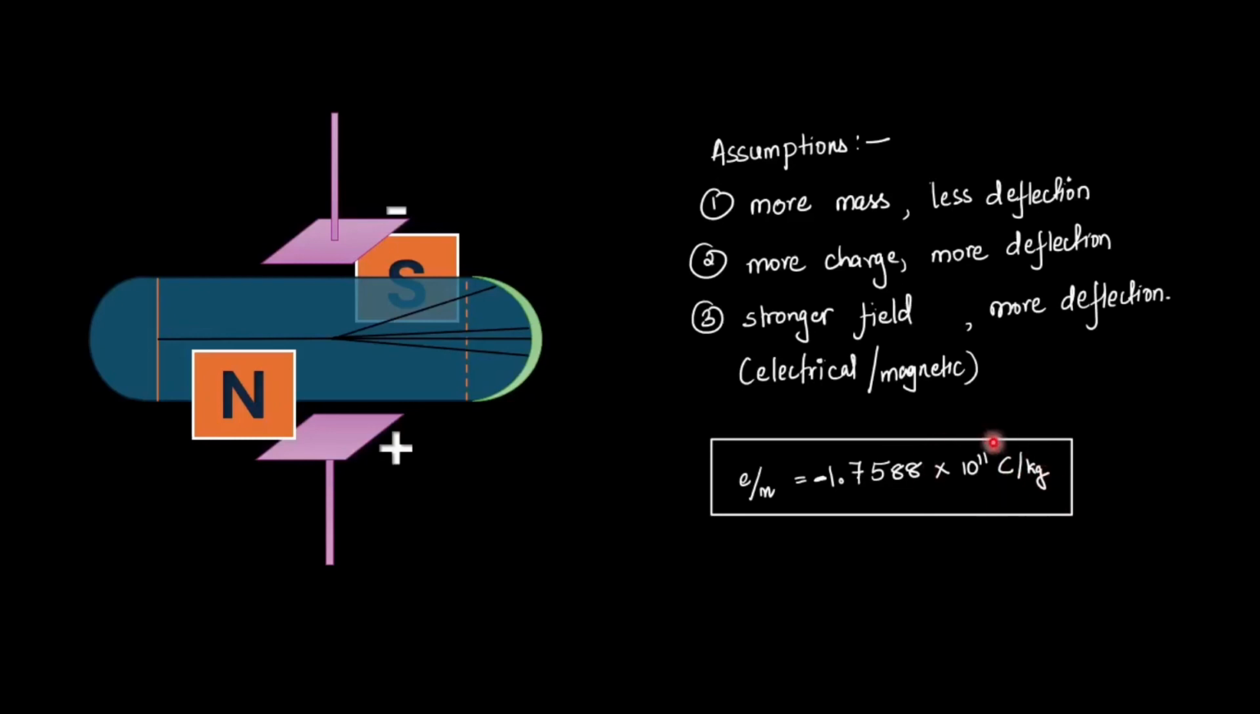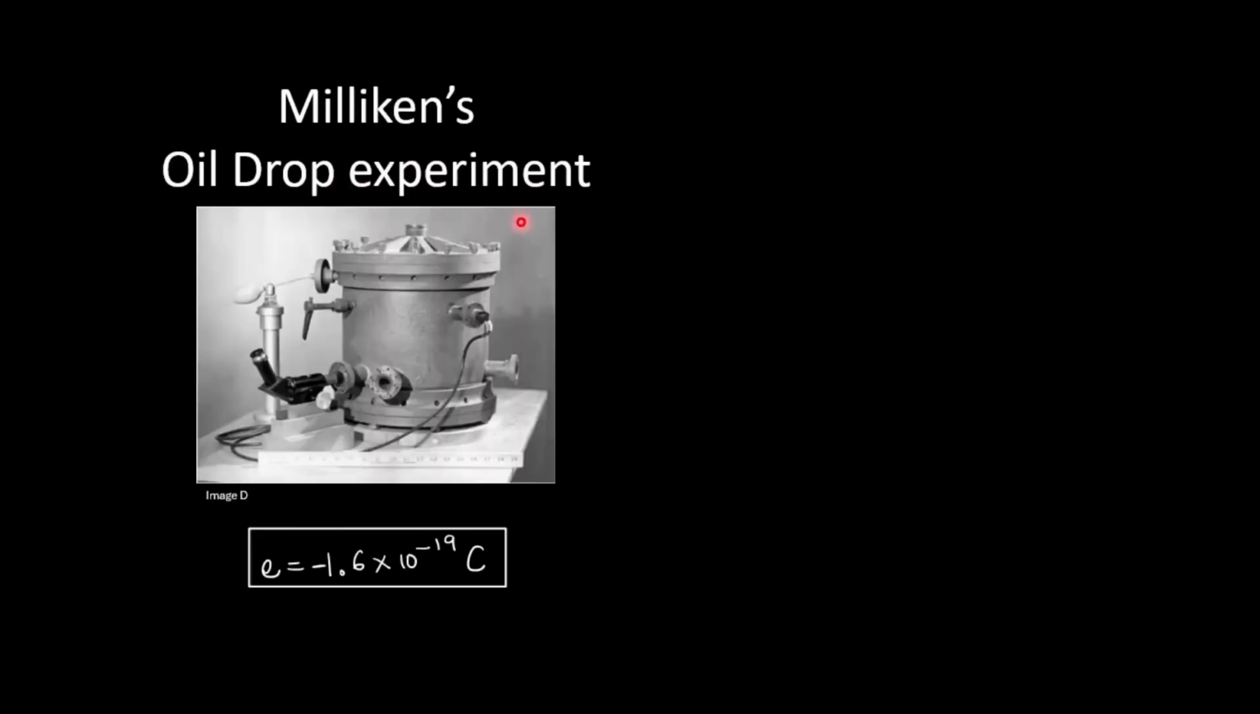The very large value of e/m ratio told us that electrons are extremely small and their masses were negligible in comparison to mass of atom. Even though the e/m ratio was known, the exact value of charge e or mass m was still unknown. This was determined by Millikan in Millikan's oil drop experiment, which we will study in subsequent videos.